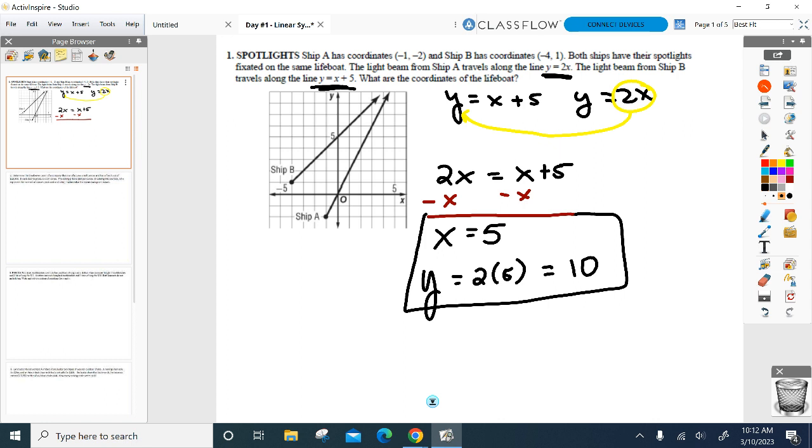So I need an x and a y value. That's what we're doing today. And you'll practice on Monday when we get back.